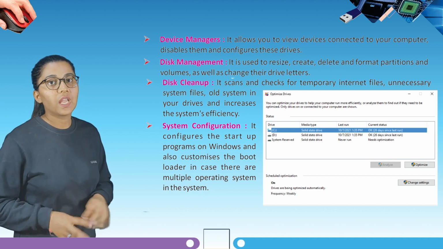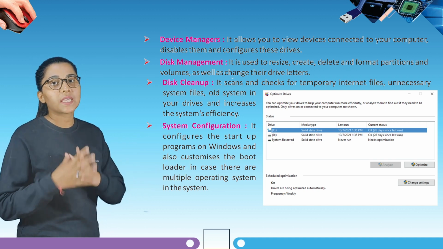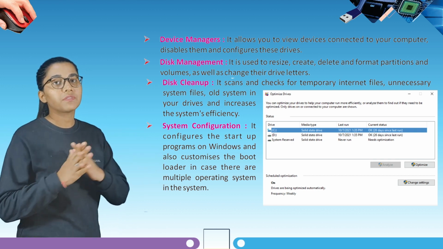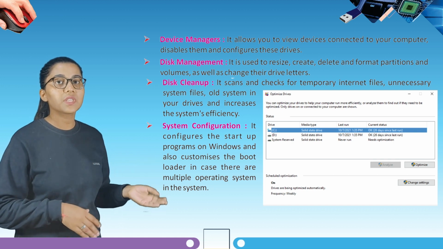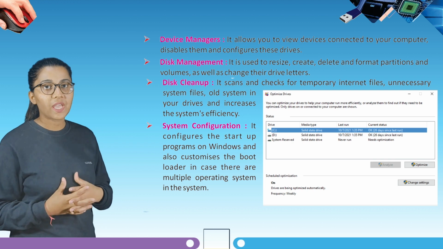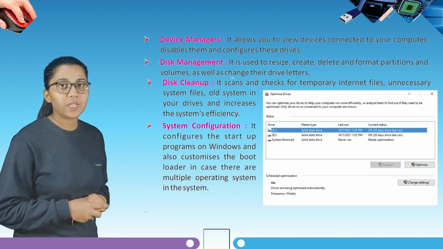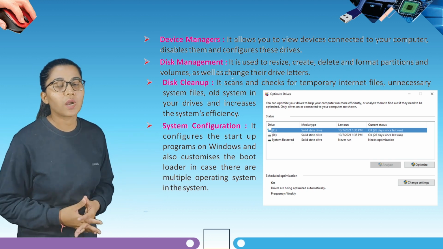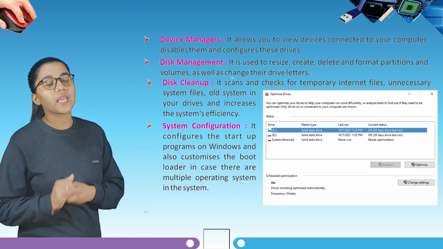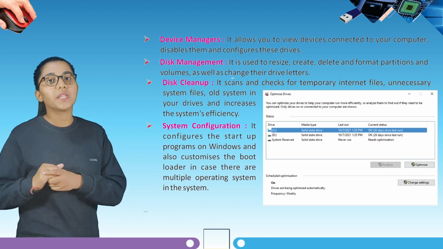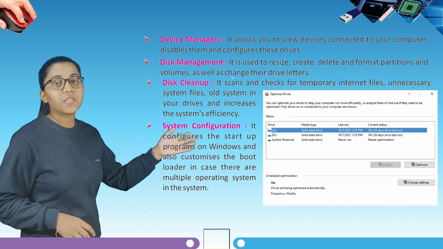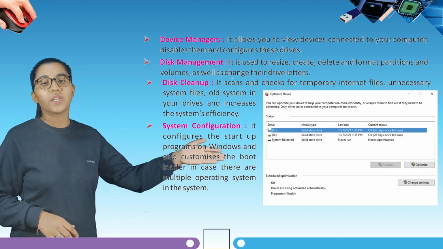Now next we have Disk Cleanup. It scans and checks for temporary internet files, unnecessary system files, and old system files in your drives and increases the system's efficiency. Now next we have System Configuration. It configures the startup programs on Windows and also customizes the bootloader in case there are multiple operating systems in the system. So students, here you can see the interface of optimization of your device.